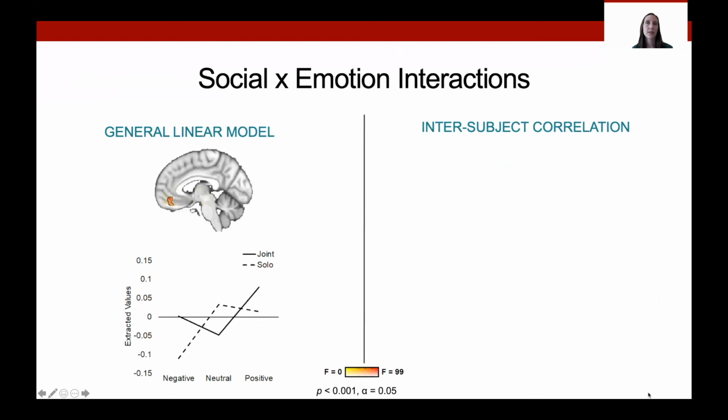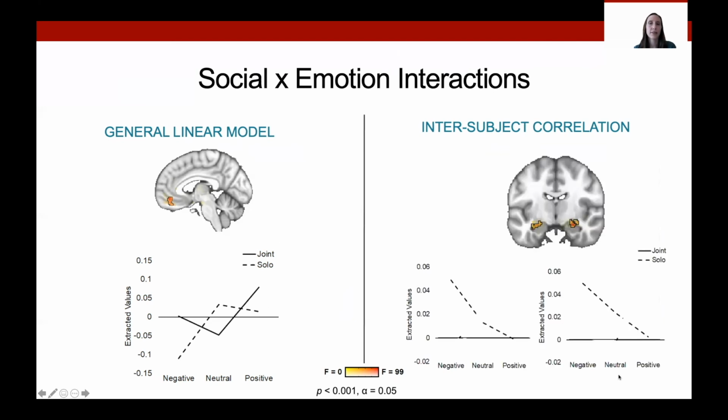We also found interactions between social and emotional stimuli. So with the GLM approach, there was an interaction in the ventromedial prefrontal cortex. And this is an area known to be involved in both social and emotional stimuli. And we see that this region is engaged more in the joint conditions for the emotional stimuli specifically. This region was not seen in the ISC analysis, and that's consistent with prior work showing that this region reflects more endogenously driven activity that may have a more idiosyncratic profile across participants.